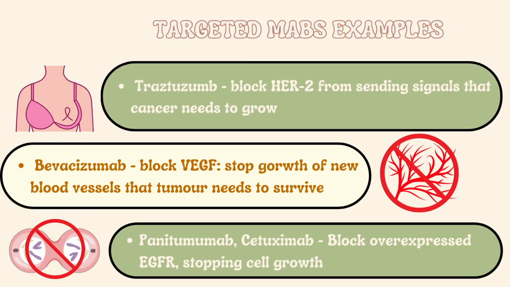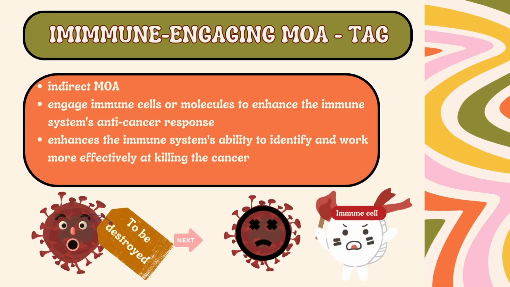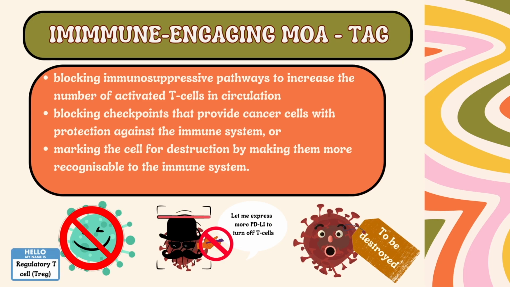While some MABs can block the signal of cancer cells, some MABs can tag the cancer, just like over here, with a big tag so that the immune system can recognize these cancer cells better and help kill them. First of all, MABs can block regulatory T cells. Regulatory T cells are what make the immune system immunosuppressive. So by removing regulatory T cells, more activated T cells can come into play and kill the cancer.